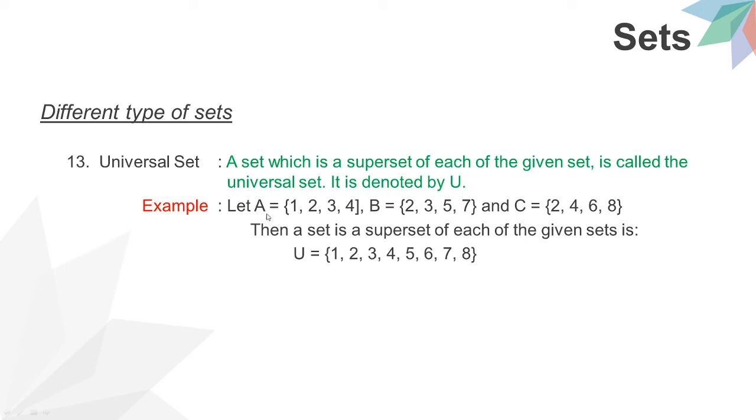Whatever numbers are there all together is the universal set. Set A is there, set B is there, set C is there, but overall whatever numbers are there I have written here. See, 1 2 3 4, again 2 is there, 3, 5, 7, then 2, 4, 6, 8. I am not repeating the numbers, whatever numbers are there in total, right?